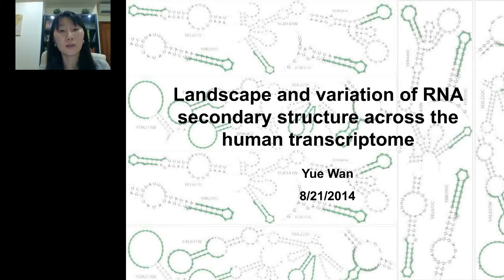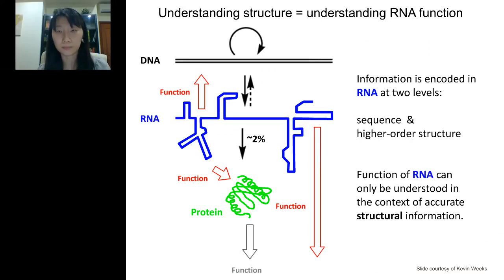Today, I would like to tell you a little more about the story that I did as a graduate student when I was in Howard Chang's lab at Stanford. Currently, I'm at the Genome Institute of Singapore. I just started my own lab there about a year ago. I'd like to tell you about the landscape and variation of RNA secondary structure across the human transcriptome.